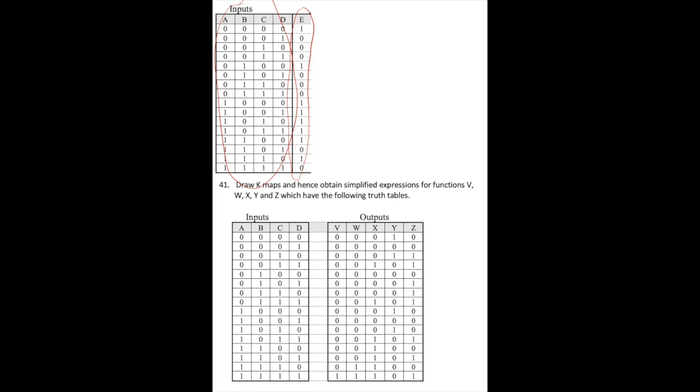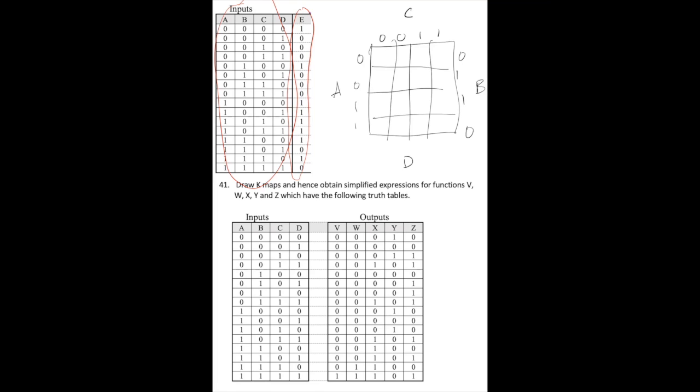So how we do that is, first of all, draw a Karnaugh map. That's a 4x4 grid. There are a few different ways of notating this, as you've seen, but the way that this course uses is to have A 0, 0, 1, 1, B 0, 1, 1, 0, C 0, 0, 1, 1, and D 0, 1, 1, 0.